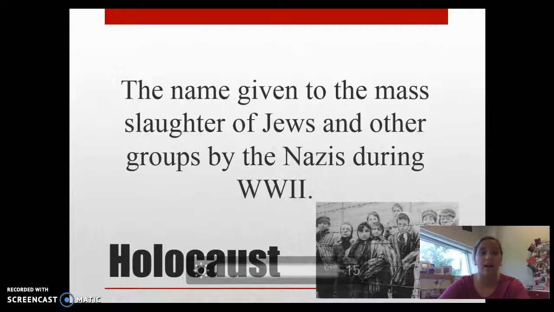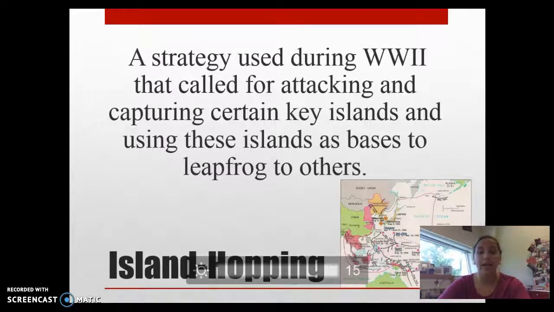Okay, the Holocaust. If you've heard me saying this but don't know exactly what that is, the Holocaust is the name given to the mass slaughter of Jews and other groups by the Nazis during World War II. And here's a picture of some Jews that were in a concentration camp. Very terrible conditions. Many Jews were taken from their homes, discriminated against, and were ultimately killed by the Nazis during the war.